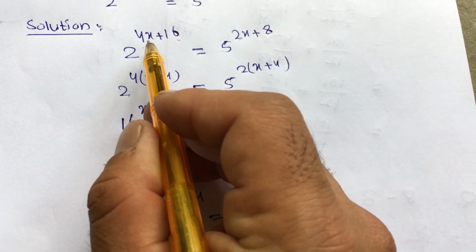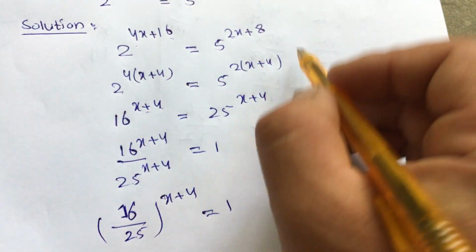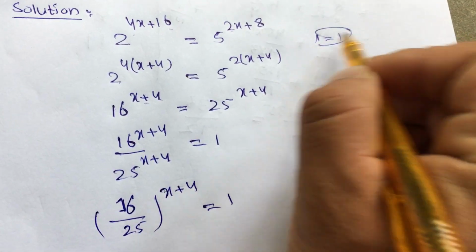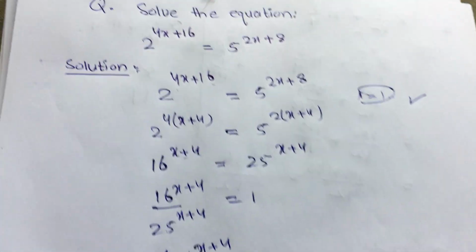When you put minus 4 here, you will get 1 is equal to 1. So this means this equation is satisfied.